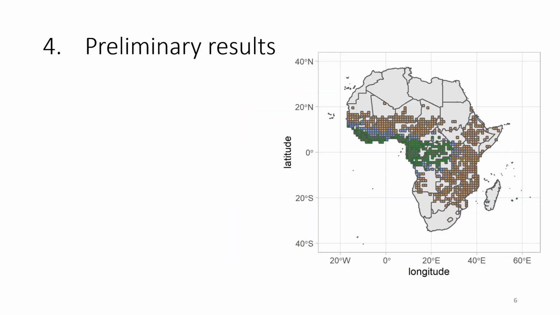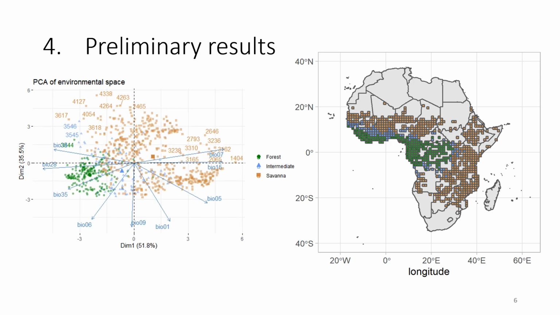And here are some of the preliminary results that I'm getting. So on the right hand side, you can see a map of Africa with 1-degree grid cells that I've color-coded by the relative proportion of forest or savanna species. So that means that the green cells have over 70% of forest species, and vice versa, the orange grid cells have over 70% of savanna species. Now the blue grid cells represent those transition zones where communities have between 30 and 70% of either forest or savanna species. On the left is the result of a principal component analysis on the environmental space in which these grid cells can be found.